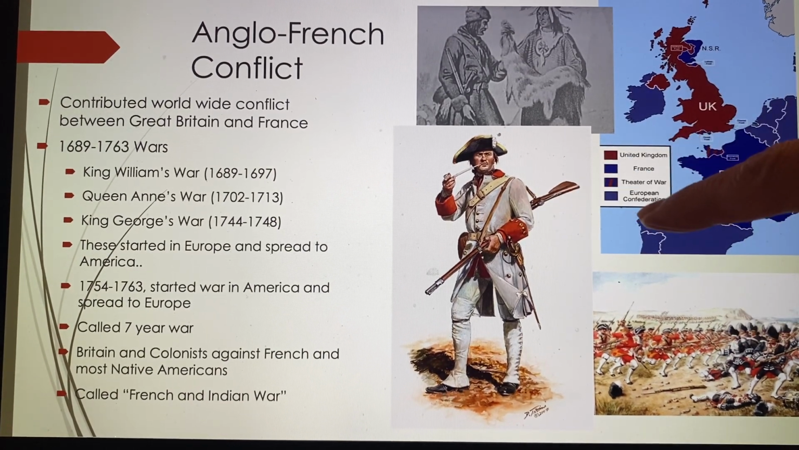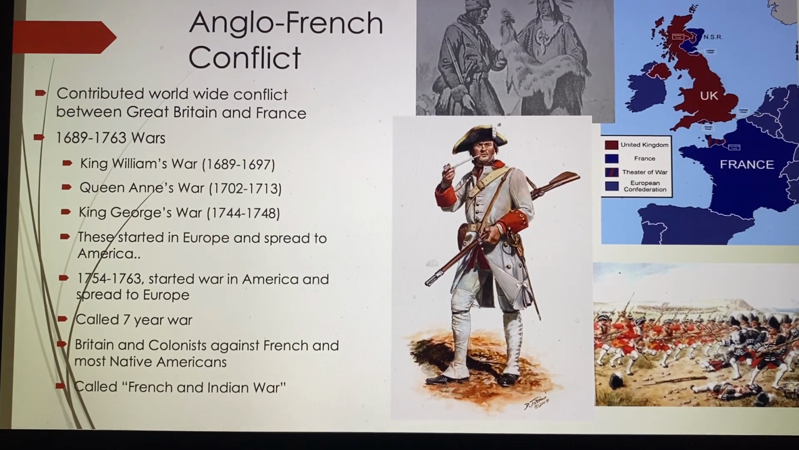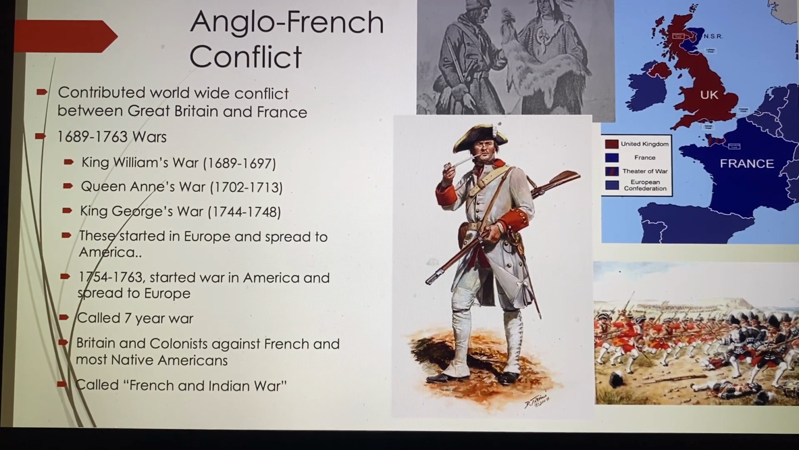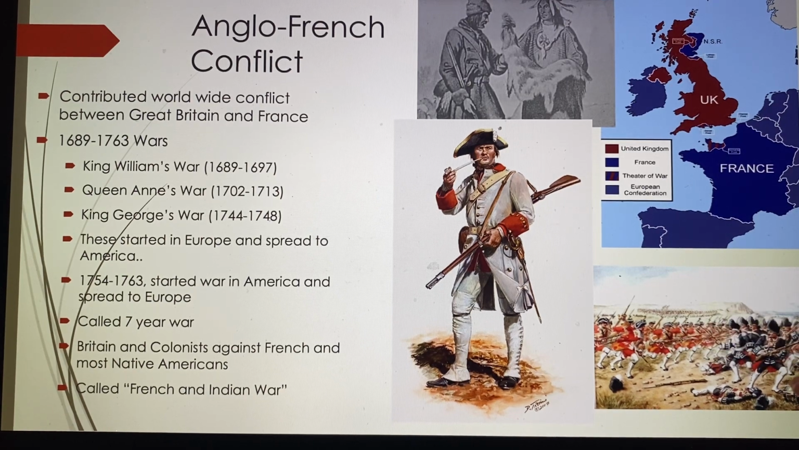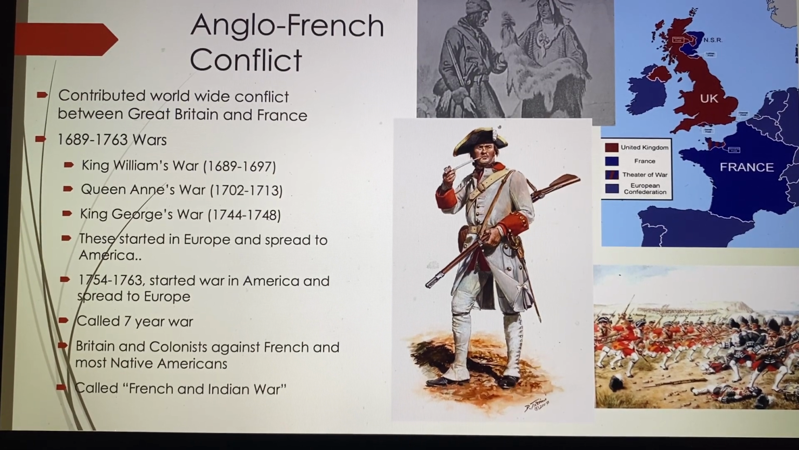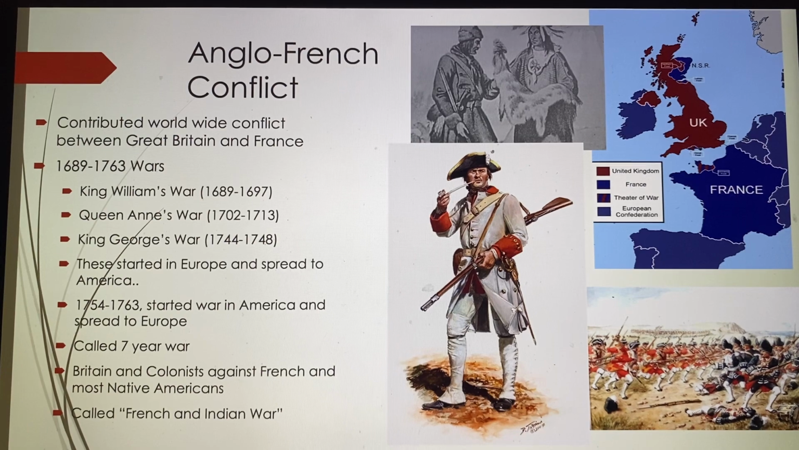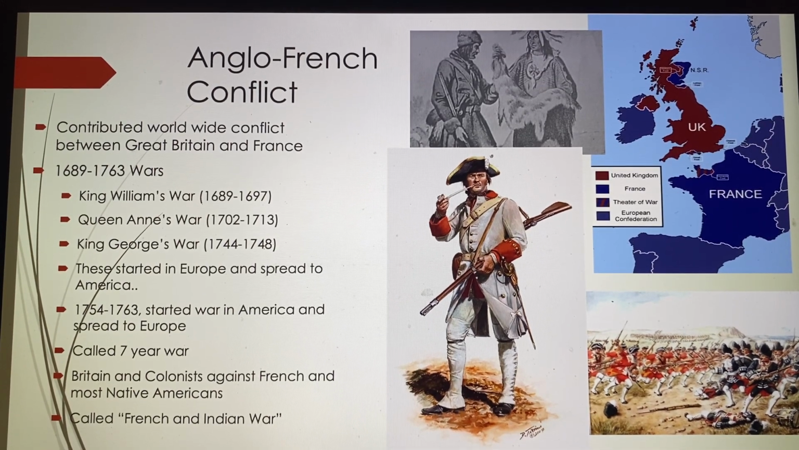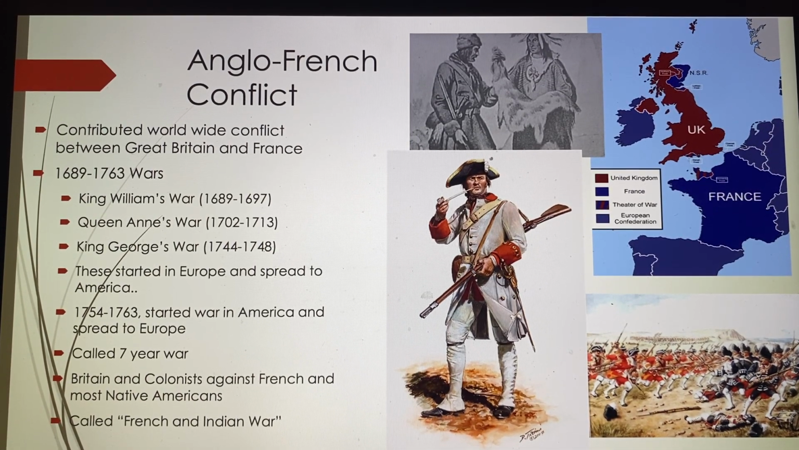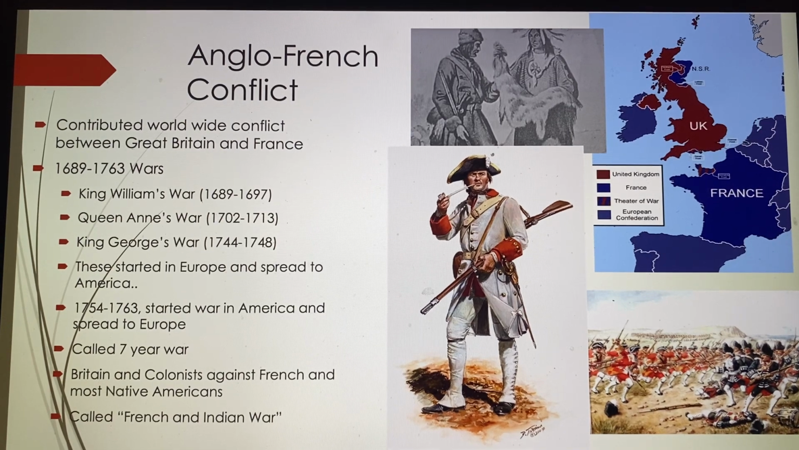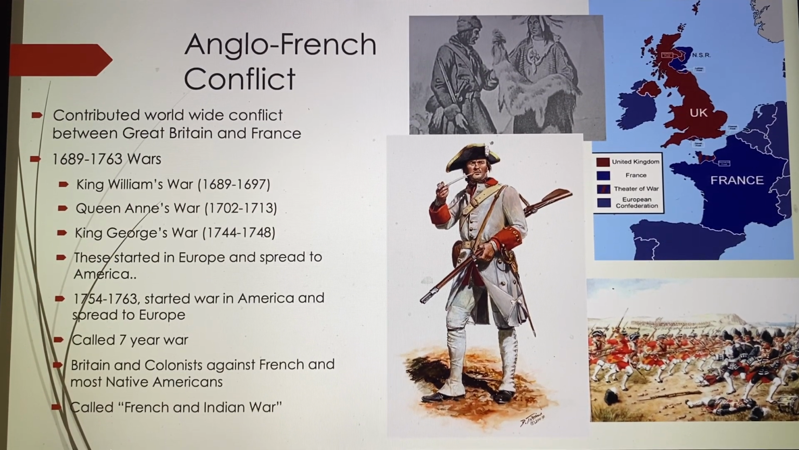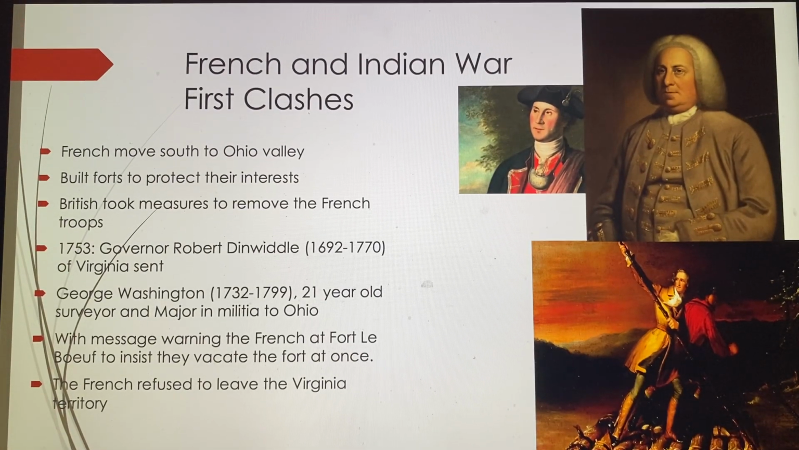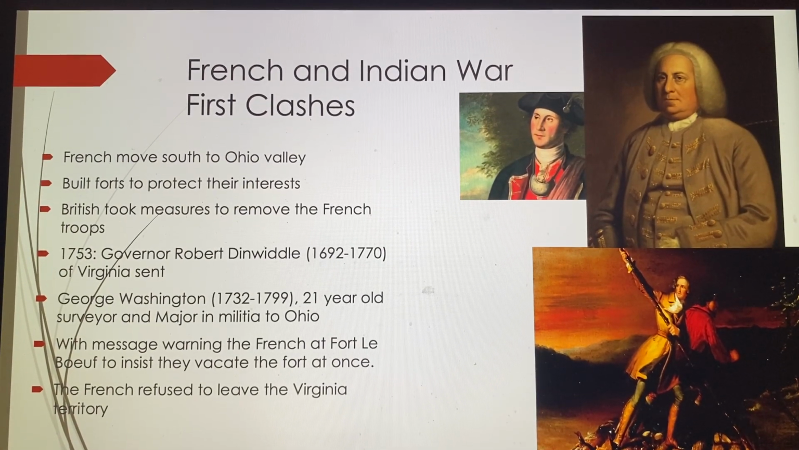Here's a French soldier, and here are the pictures that we have of France and England. You know that England is the redcoats, and we have France fighting in Europe. So basically, those conflicts were brought to America, and then started in America with the conflict in the Ohio Valley against France and England in America. So the French and Indian War, the first clashes.